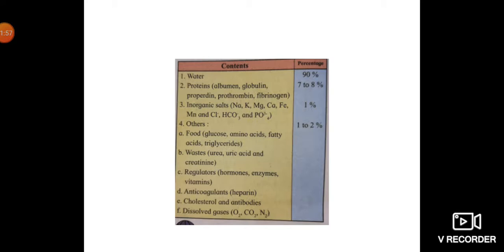Plasma has 90% water, 7 to 8% plasma proteins like albumin, globulin, prothrombin and fibrinogen, and inorganic salts which form 1%, and other substances including food, waste, regulators, anticoagulants, cholesterol and dissolved gases, around 1 to 2%.